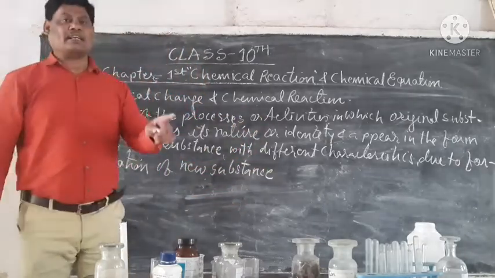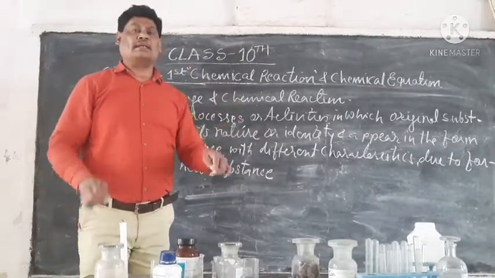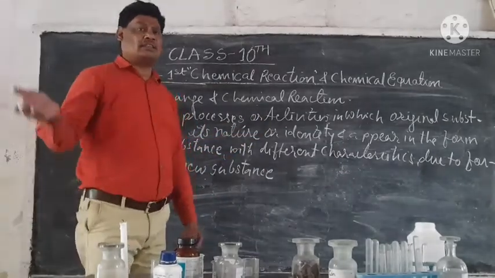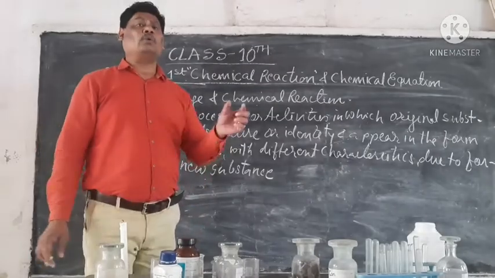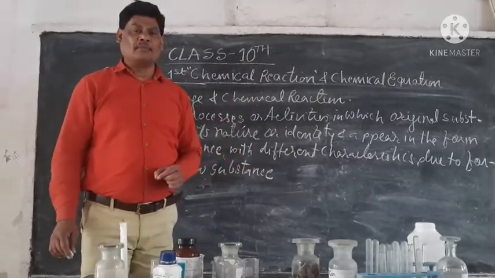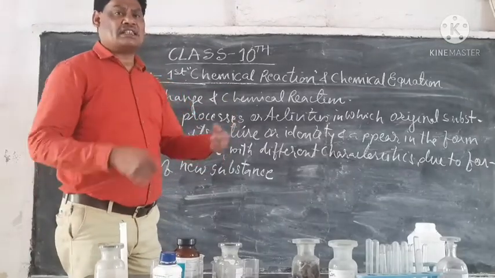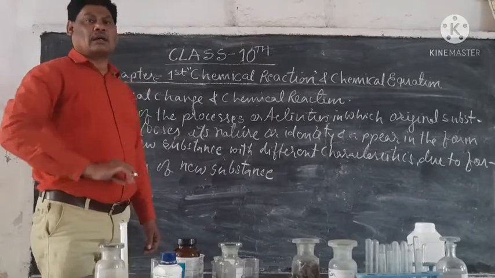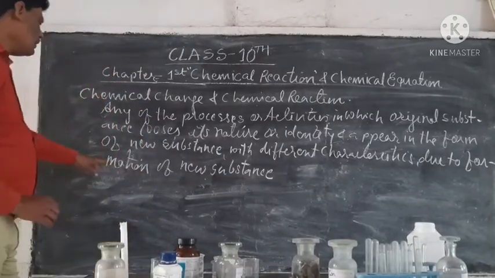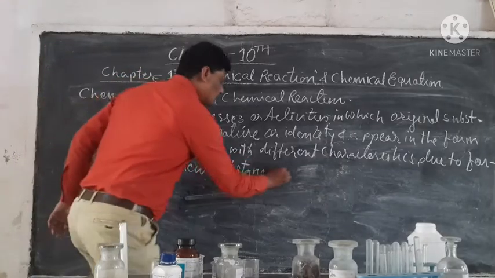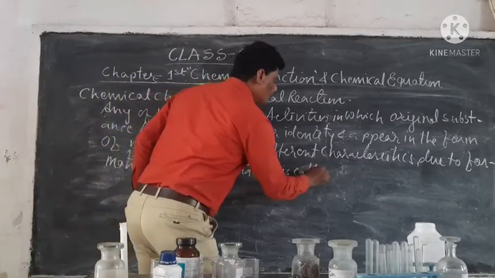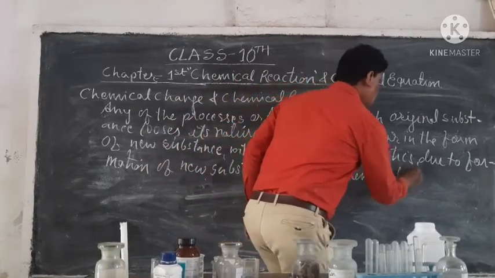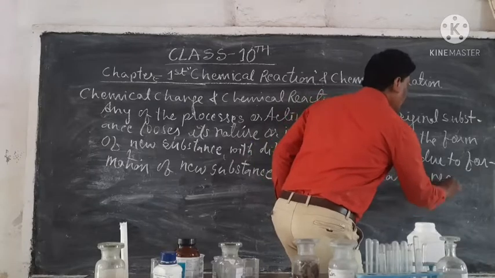How is it? The magnesium reacts with oxygen and is converted to magnesium oxide. Now the property of magnesium oxide is just different as compared to the property of magnesium. The property of carbon dioxide is just different as compared to the property of wax, that is a carbon compound, and oxygen. Formation of a new substance is called what? Chemical change. This is known as chemical change.